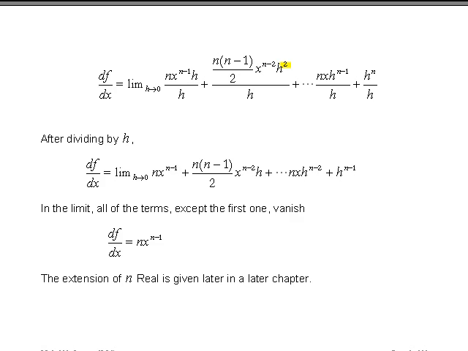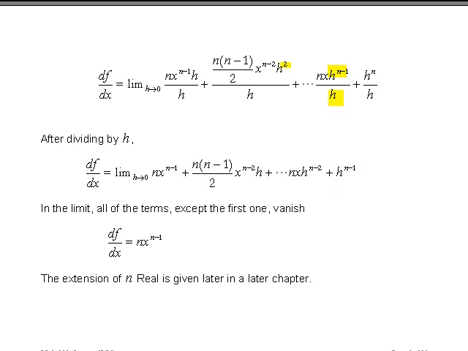So here's the last term. Well, the next to the last is h to the n minus 1 divided by h. I end up then with h to the n minus 2. Remember, same base, and they're divided, subtract the exponents. The last term, h to the n divided by h, gives me h to the n minus 1.